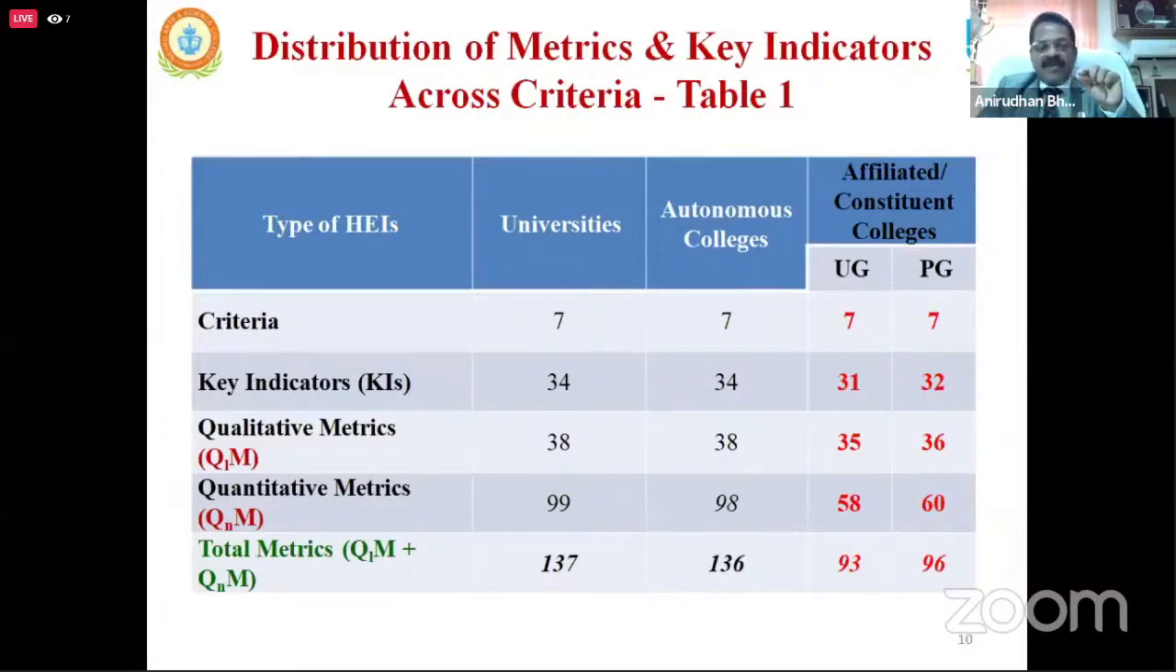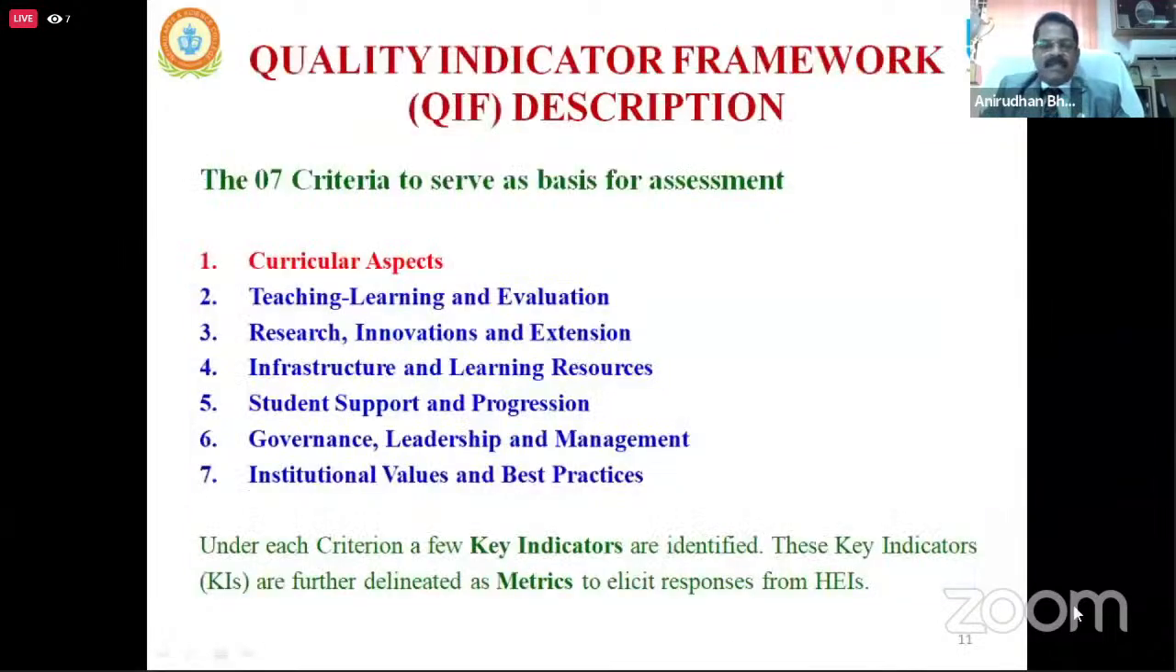You look at the difference when you look at the university and the autonomous college, it is 99. The total metrics is becoming 137 for the universities, 136 for the autonomous college, and 96 for the colleges which are offering UG and PG. So there's a huge difference between the metrics, especially when it comes to the quantitative metrics. And let's look at the Criterion 1 curricular aspects.